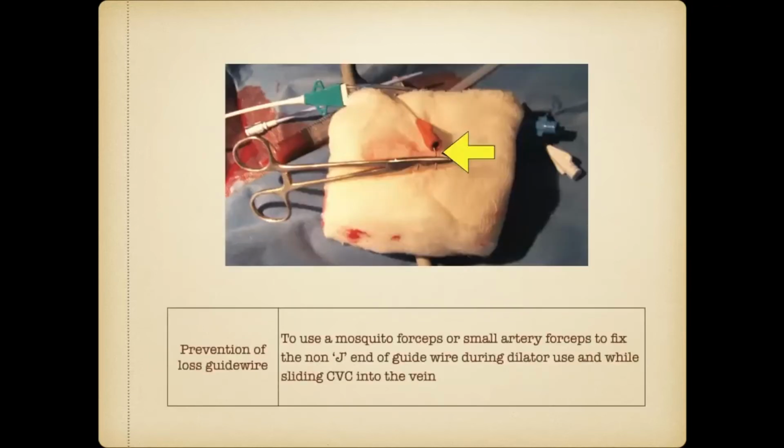So this is how to prevent it. That's why part of the set is the small artery forceps, used to clip or fix the non-J end of the guide wire during our introduction of a dilator and while sliding our CVC into the vein. This is a very important step during CVC insertion.